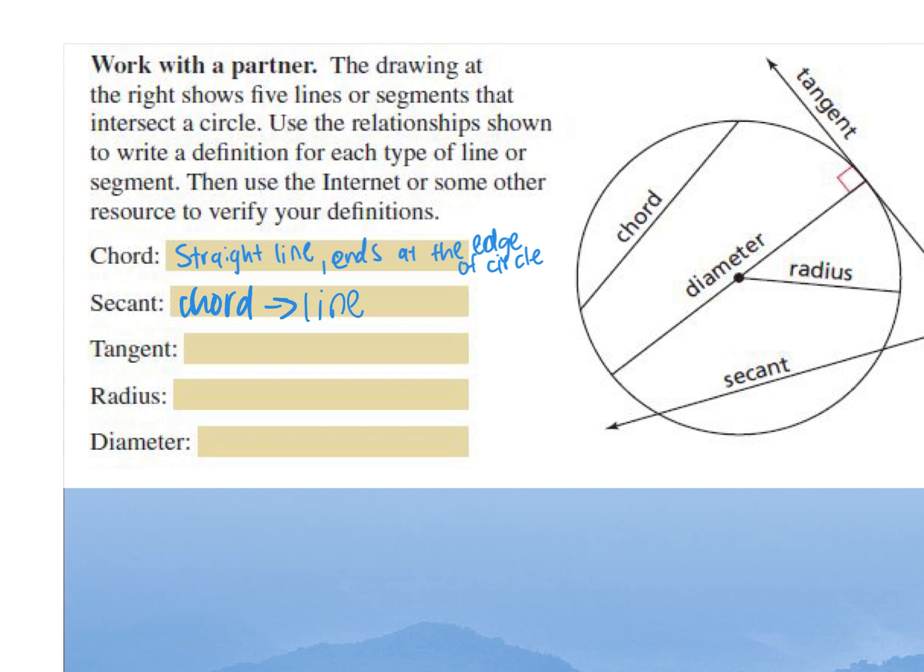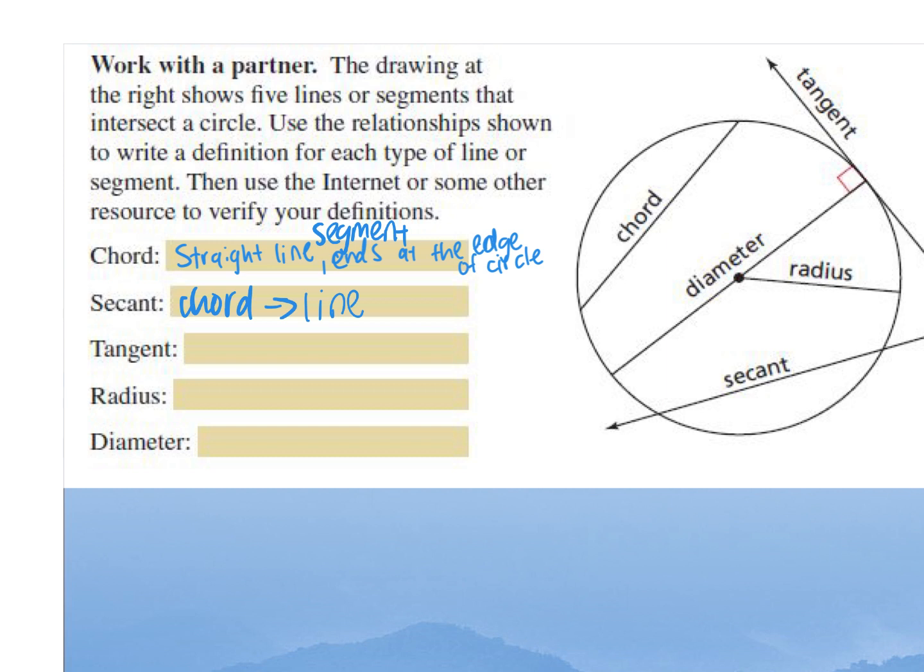Please make some sort of note that a chord, we said it was a straight line, right? But it's actually a straight line segment, okay? Because segments, remember, end on both ends. Do you guys agree? Lines continue on forever. So the only difference between a chord and a secant is that one's a line and one's a segment. A chord will be a segment, a secant will be a line. Do you guys see that?